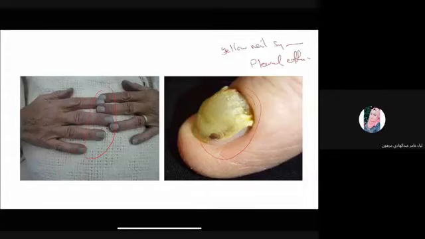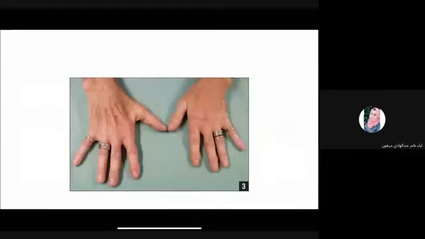The dorsum of the hands. In the dorsum of the hands, we are going to look for any wasting of the muscles. In this hand, there is wasting of the dorsum muscles. As you can see, there is wasting of the muscles. This is a normal hand, and this is a wasted hand, okay?